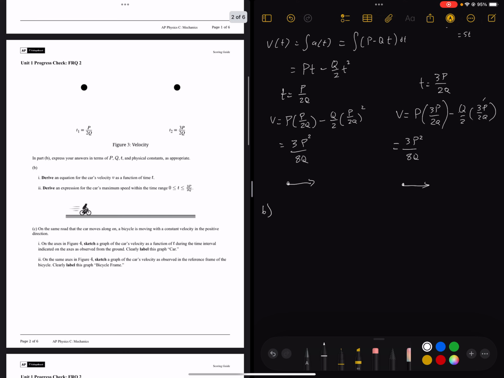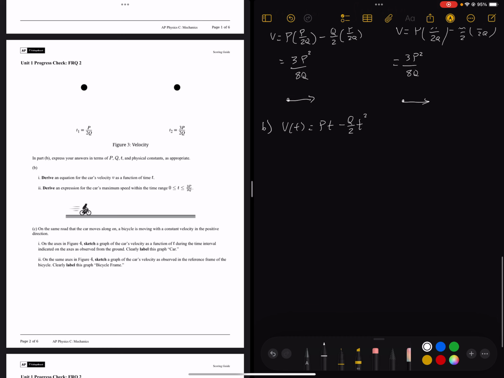All right. Well, anyways, we already evaluated it, so that's the work shown for it. So we know that the velocity with respect to time is equal to pt minus q over 2 times t squared. All right. For part 2 of part B, derive an expression for the car's maximum speed within the time range t is greater than or equal to 0, and t is less than or equal to 3p over 2q.